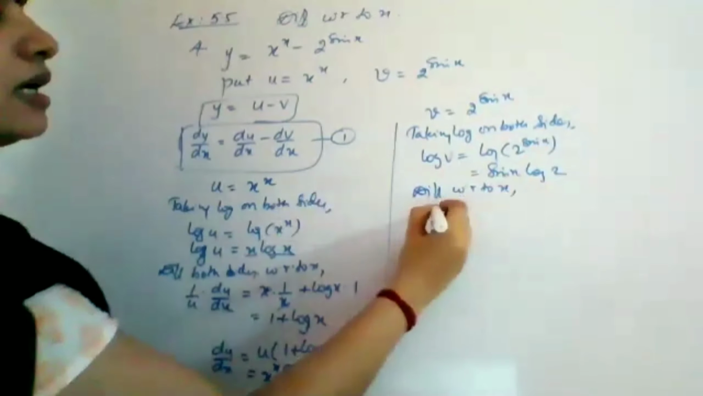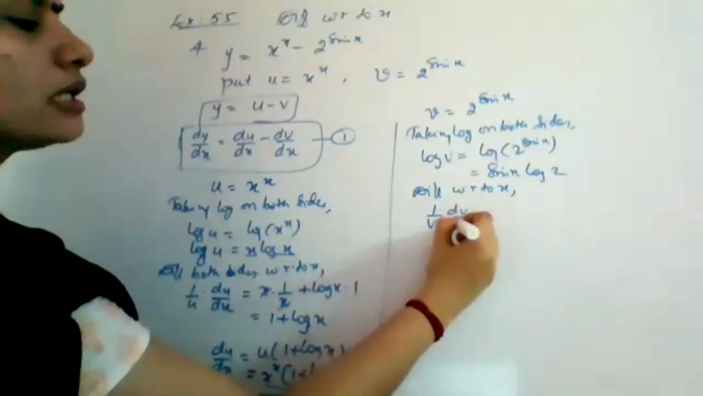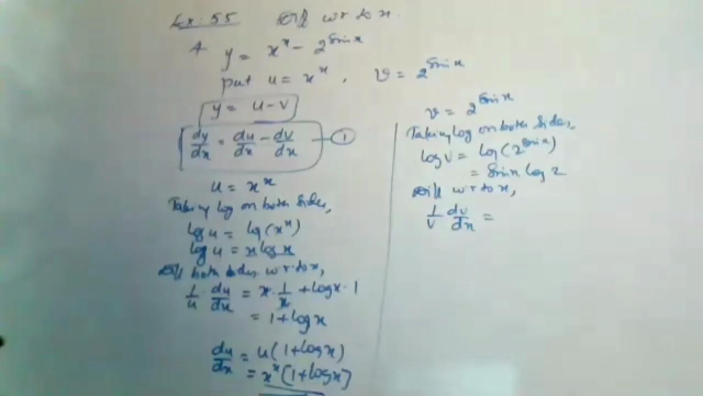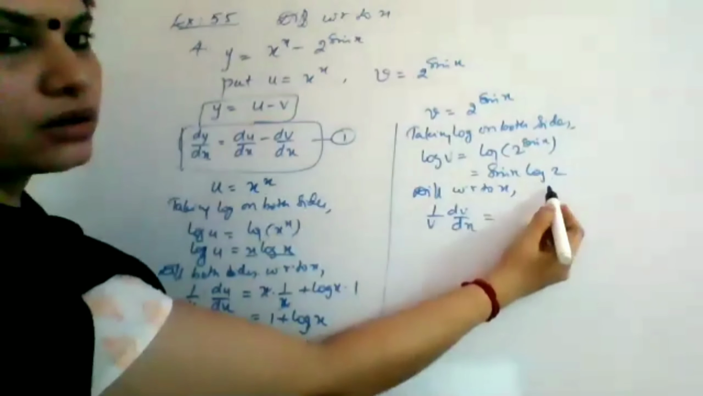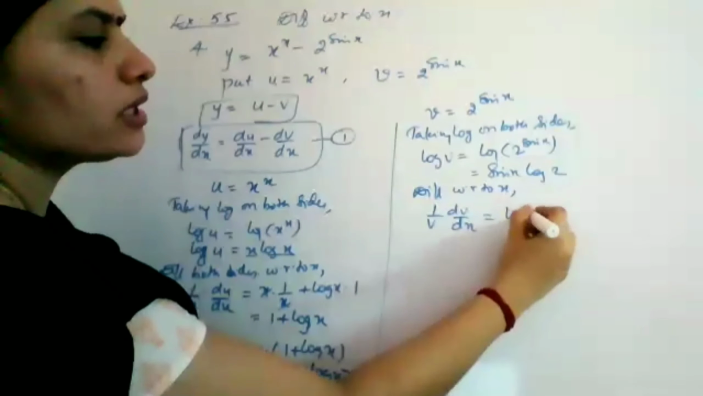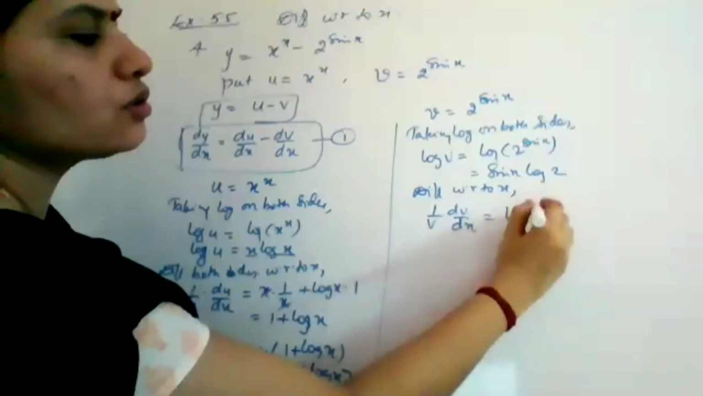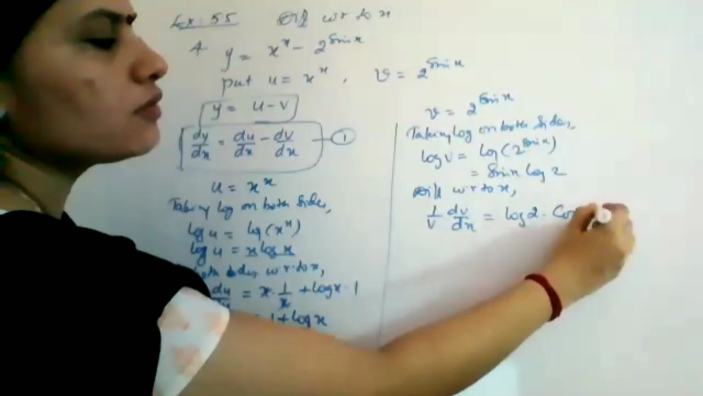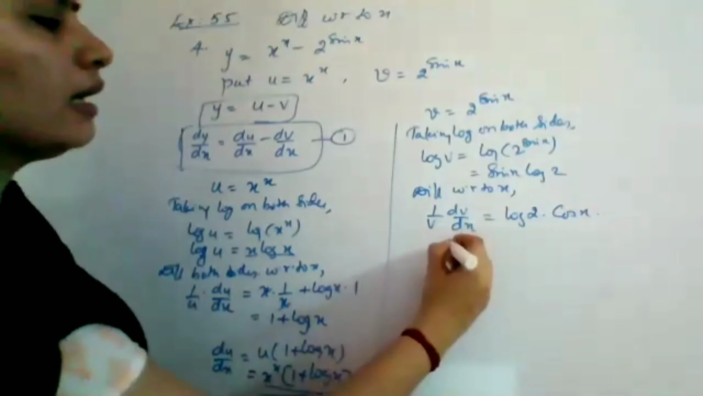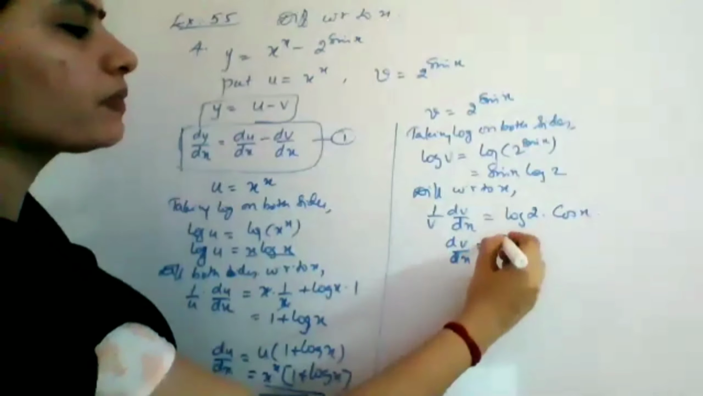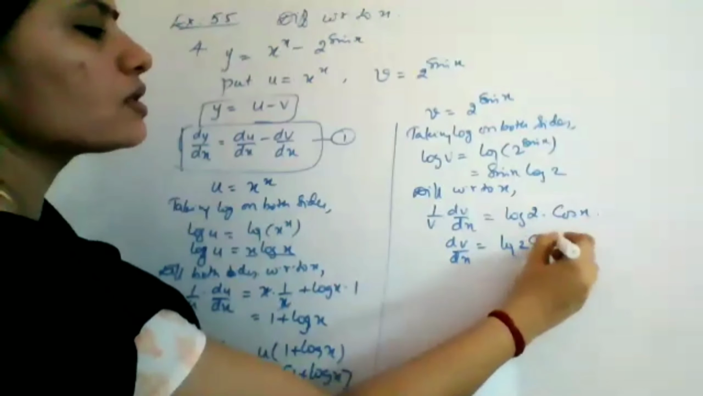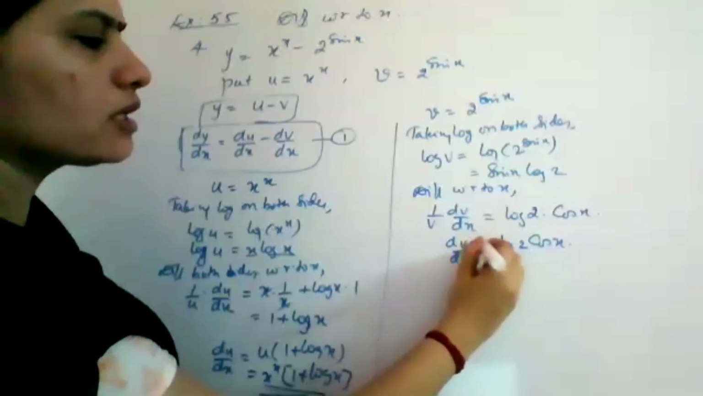It will give you 1 by v into dv by dx on the left hand side, and here log 2 is a constant. So log 2 into the derivative of sine x, which will give you cos x. Now dv by dx is what? Log 2 cos x into v. And what is that v? 2 raised to sine x.